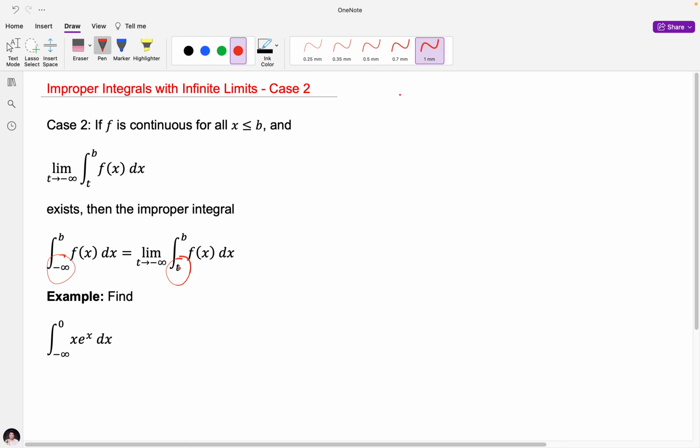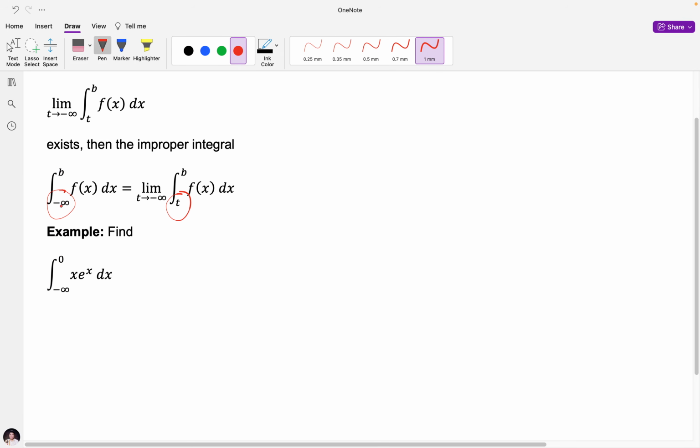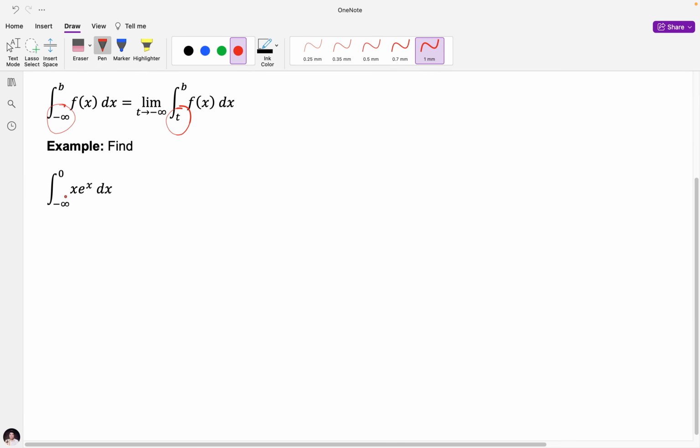Yung bounds lang yung kaibahan. Case 1 ang gagamitin if the upper bound is approaching positive infinity, while case 2 ang gagamitin if the lower bound is negative infinity. Okay? So para mas maintindihan, let's try to solve this example here applying case 2.